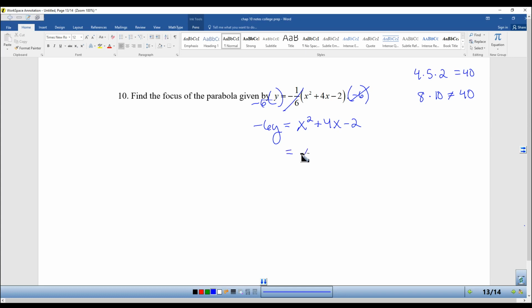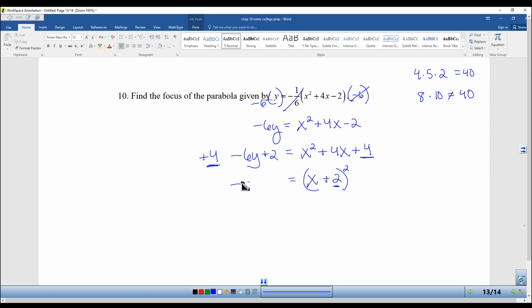I personally always complete my square without anything else going on, so I'm going to move that 2 to the other side. That way I can focus on completing the square. You always cut this number in half, and then you take the number you have and you square it and add it to that side. Since you did that, you have to add it to this side as well. X squared plus 4x plus 4 is the same as x plus 2, the quantity squared.